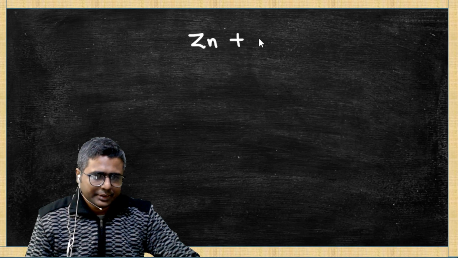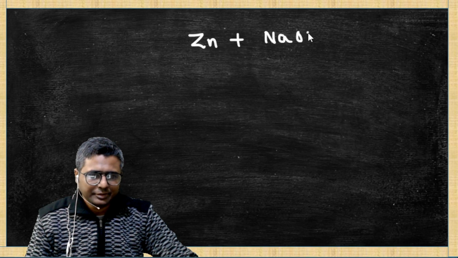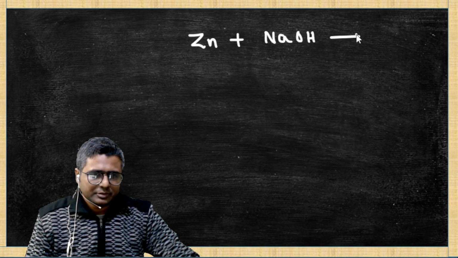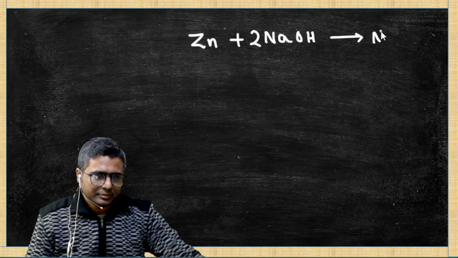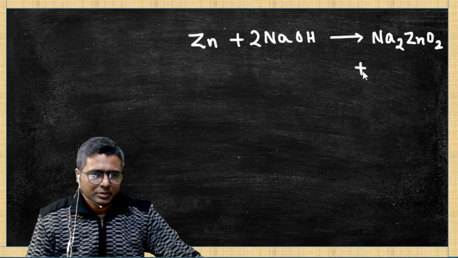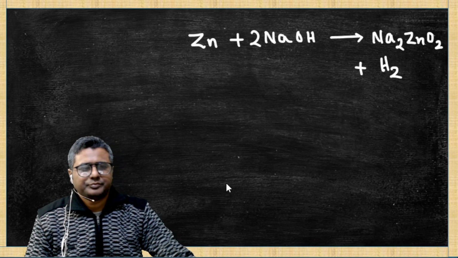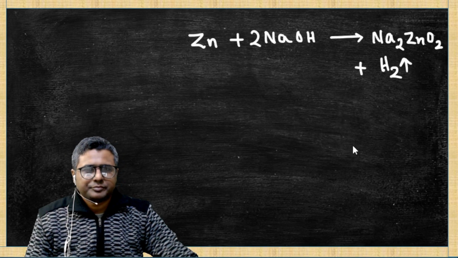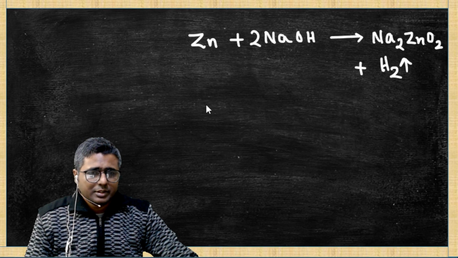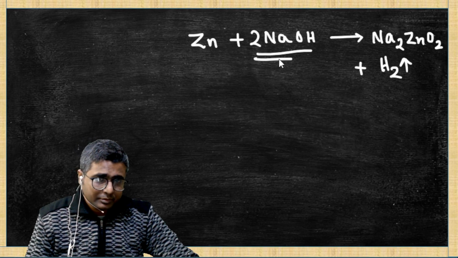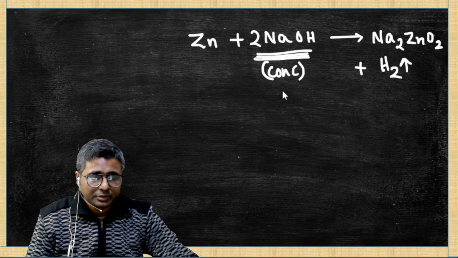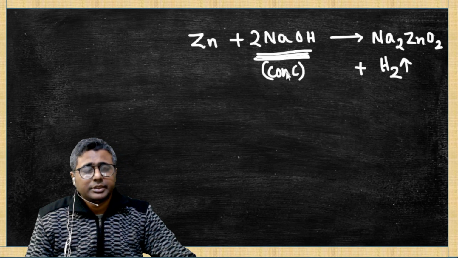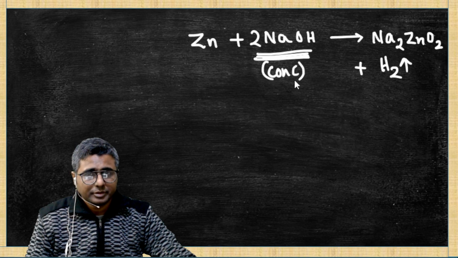Zinc plus NaOH, an equation from NCERT. So it forms a salt, sodium zincate, Na2ZnO2 plus hydrogen. Okay, very important. Now in case of this, the base should be concentrated, this is not dilute. For this reaction to occur, this base should be concentrated. Okay.